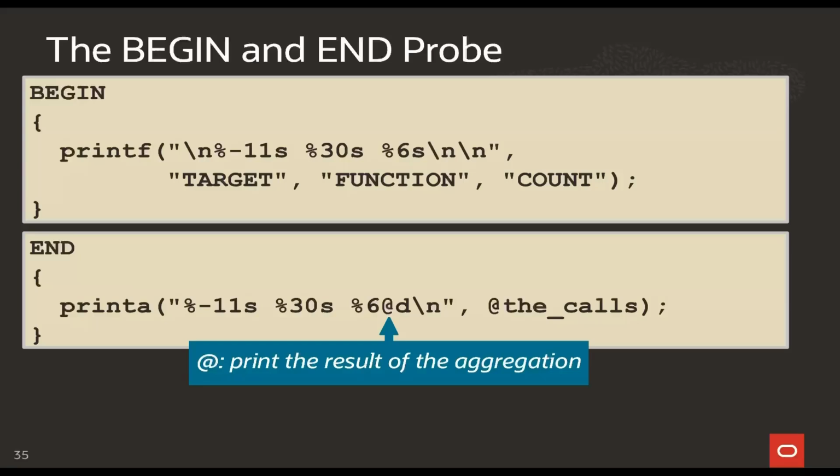If this was C, you would write a %d or a %6d, like in my case. But this is the result of an aggregation, so I need to have the @d symbol. So I need to use the @ symbol. And again, this is a little bit more complex than really beginners material, but I want to show you how you can use DTrace to get this all done.